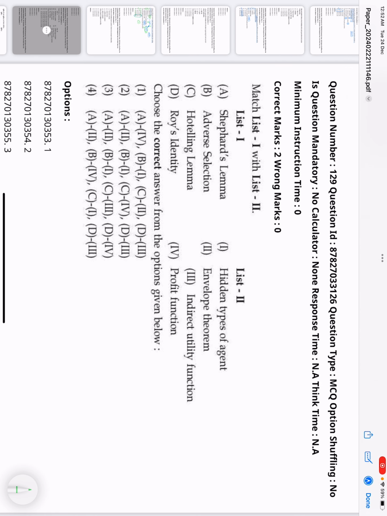Adverse selection is hidden type of agent. Now, if you talk about Shepard's lemma, it is related to the envelope theorem. Okay, so we have A is 2 and B adverse selection is 1. So these two are removed. Now, Hotelling lemma is related to profit function. So C would be 4. Then Roy's identity is related to indirect utility function.